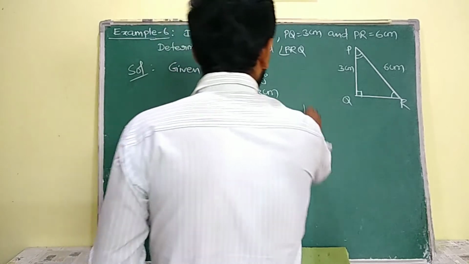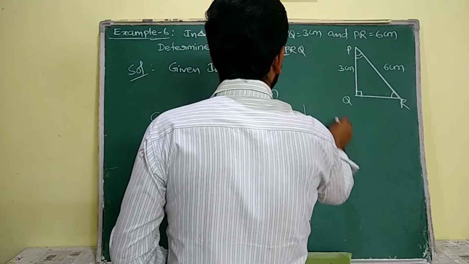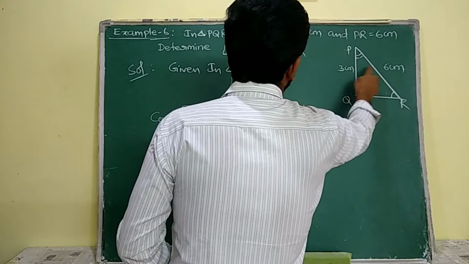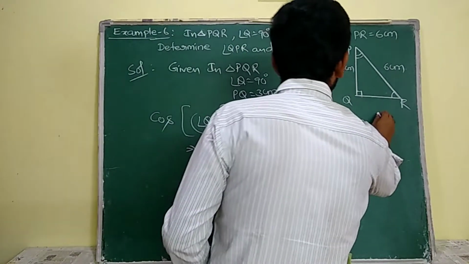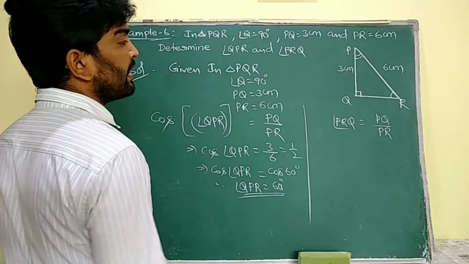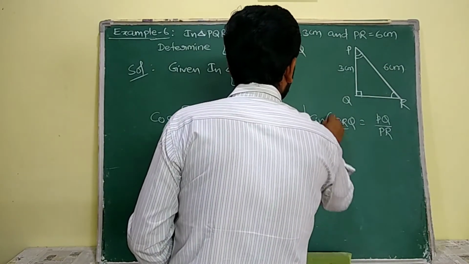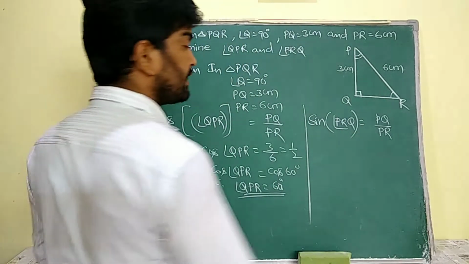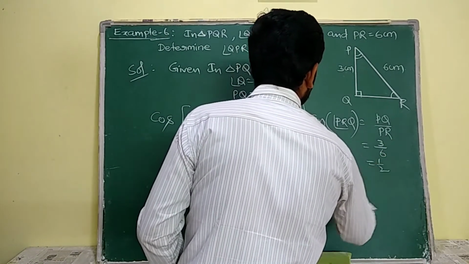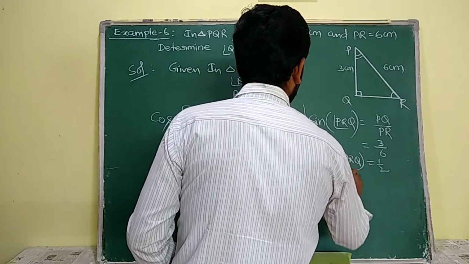Similarly, here you are going to calculate with respect to R. With respect to R means PRQ. With respect to PRQ, you may use this side by this side or this side by this side. So I am going to use this PQ by PR. With respect to R, PQ by PR means opposite side by hypotenuse, that is sine. So I am going to write sine of angle PRQ. What is PQ by PR? 3 by 6, that is equal to 1 by 2. So that means sine of angle PRQ gives us 1 by 2.